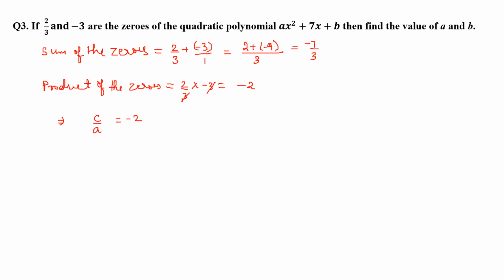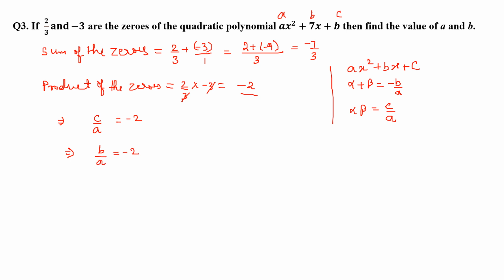Now we know that product of the zeros is also c by a, equal to minus 2. Now from where I am writing c by a, if you try to recall, if the polynomial is ax square plus bx plus c and alpha and beta are the roots, then alpha plus beta, the sum of the zeros, is minus b by a and the product of zeros is c by a. So product of zeros, which I got here, minus 2, is equal to c by a. Now if we compare this, a is a only, b is 7 and your c is b. So let's put all the values. So c by a, that is b by a, equal to minus 2, and if you cross multiply, b is equal to minus 2a.